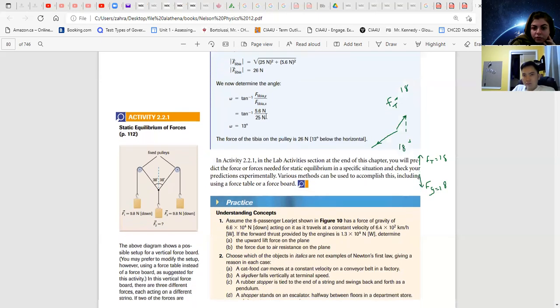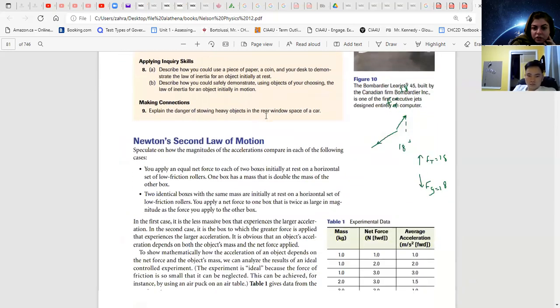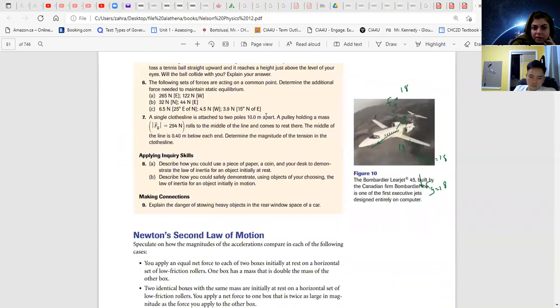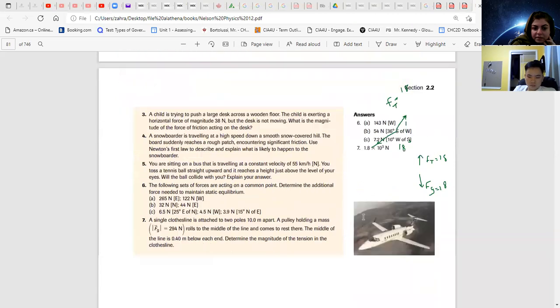Okay, so for the question you do, this is page 81, questions number 6 and 7.